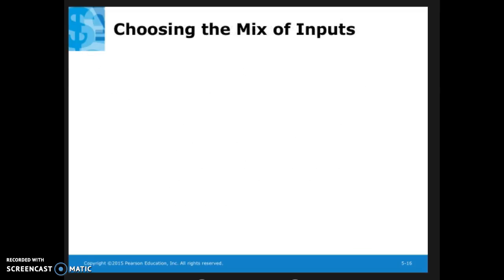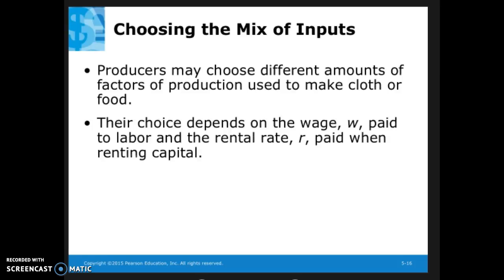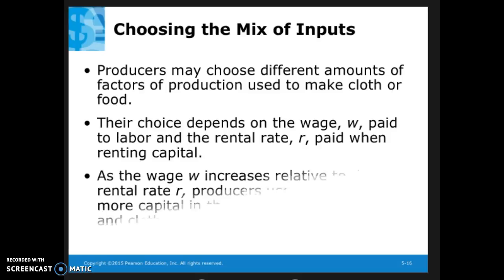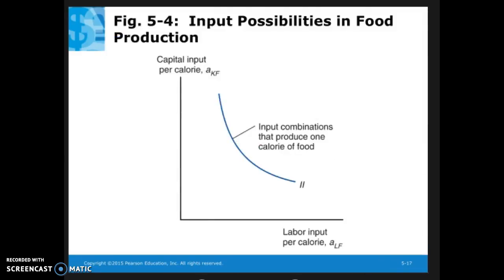So, choosing a mix of inputs. Producers may choose the amounts of factors of production used in the production of their goods. Choice depends on the wage paid to labor and the rental rate paid to capital. As the wage increases relative to the rental rate, producers use less labor and focus more on capital. So here we have input possibilities in food production.